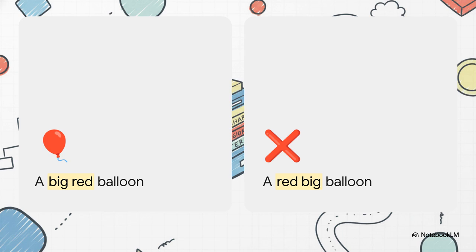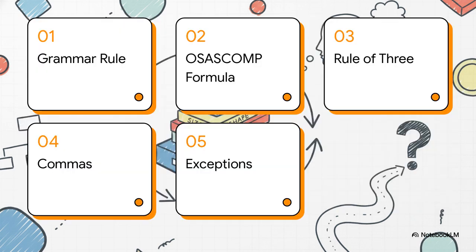But there's no glaring grammatical error staring you in the face there. It's literally just two adjectives describing a noun. So why does red big balloon set off major alarm bells in our brains? Well, it all comes down to a deeply ingrained subconscious rule. Here is our structured, logical path to demystifying this secret formula. We'll start with the subconscious grammar rule, then we'll unlock the OSASCOMP formula, explore the rule of three, debate whether to comma or not, and finally tackle some tricky exceptions.